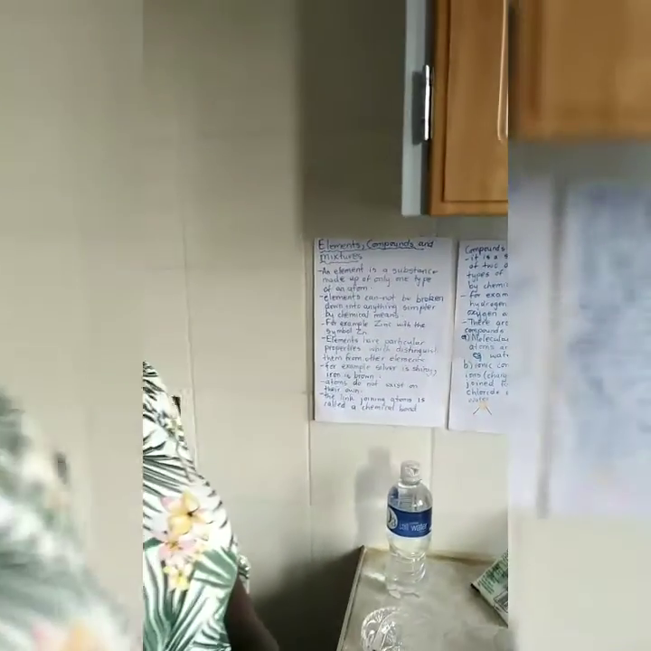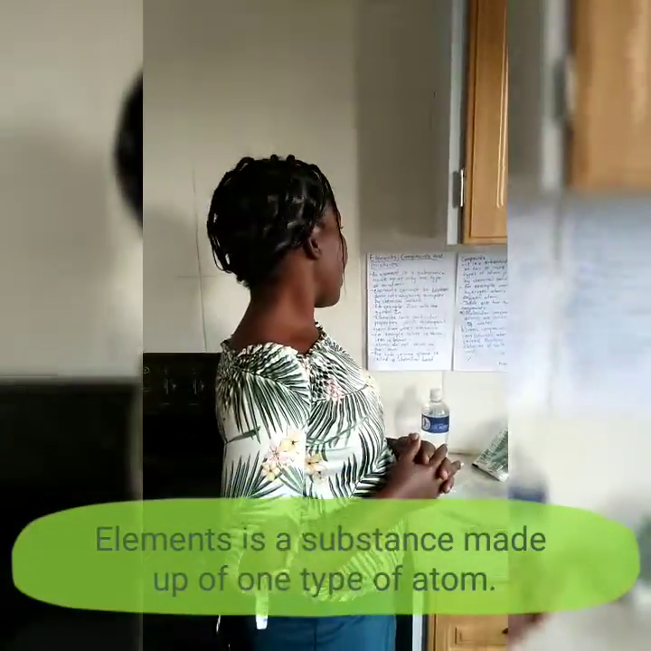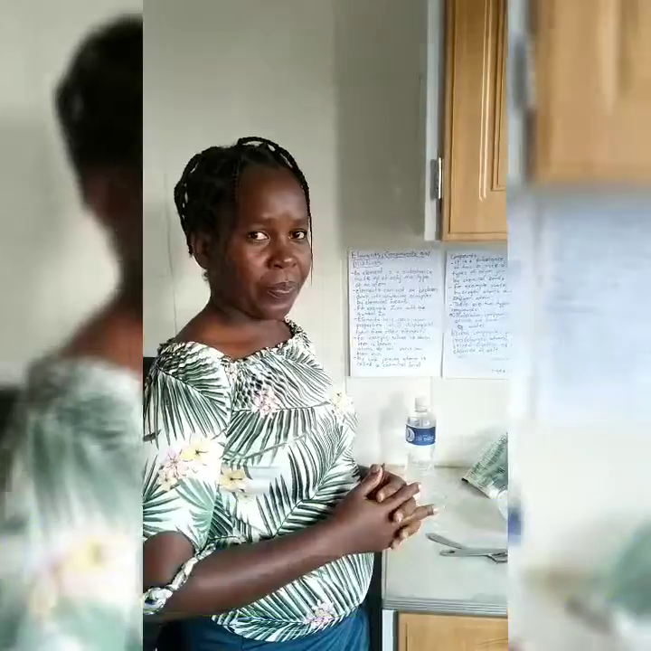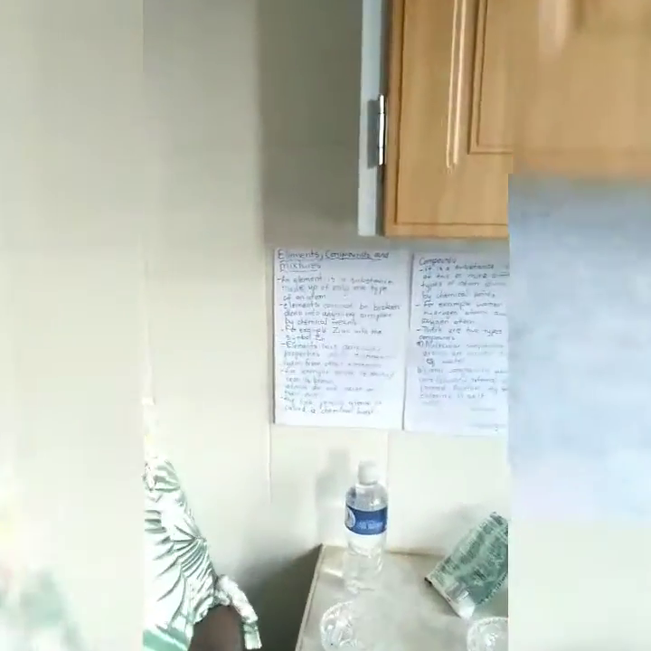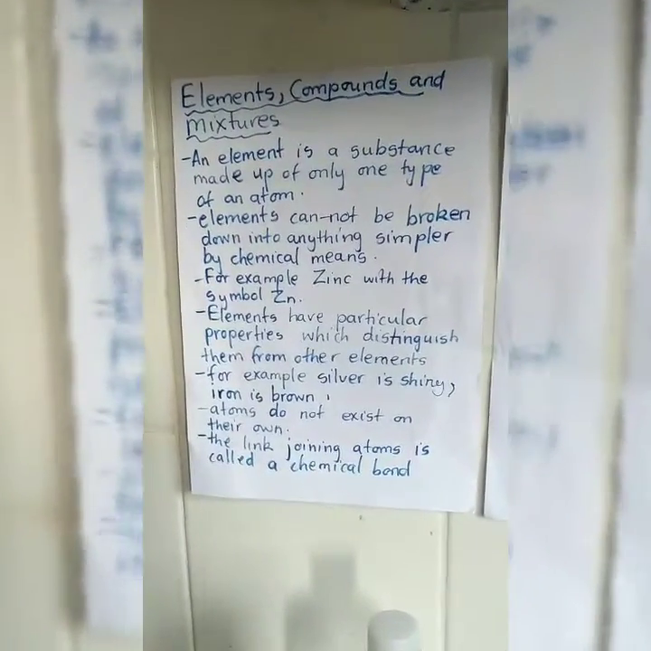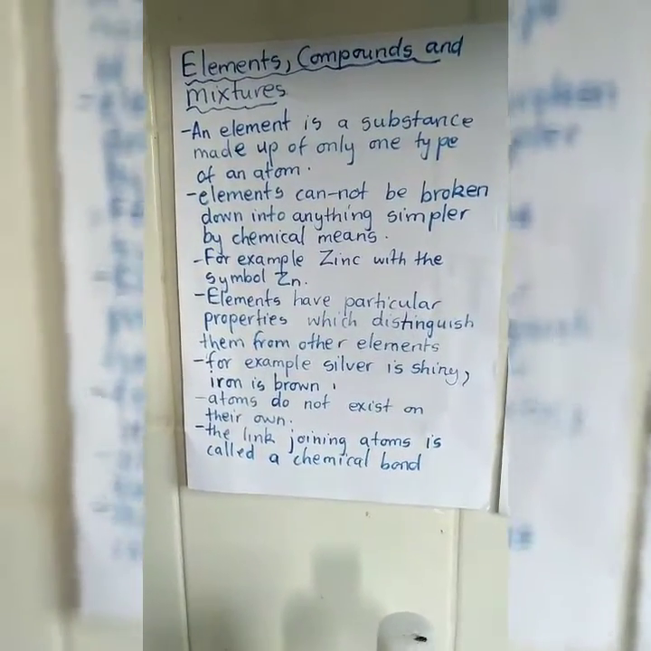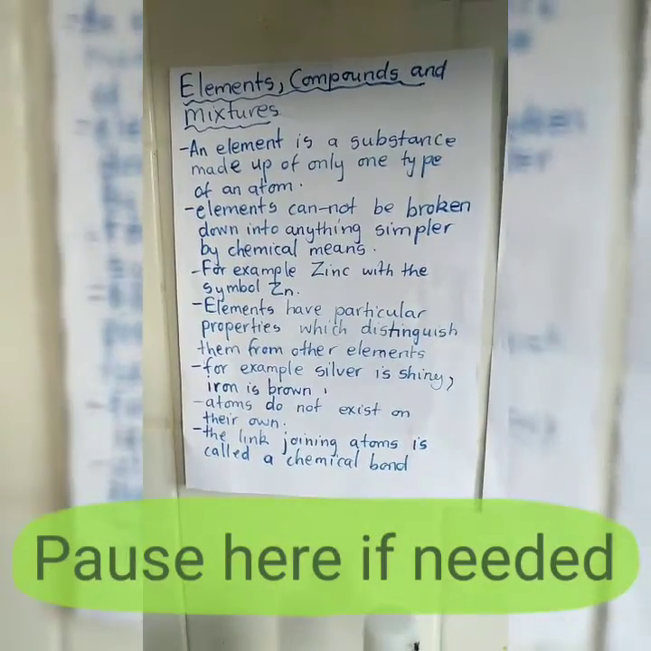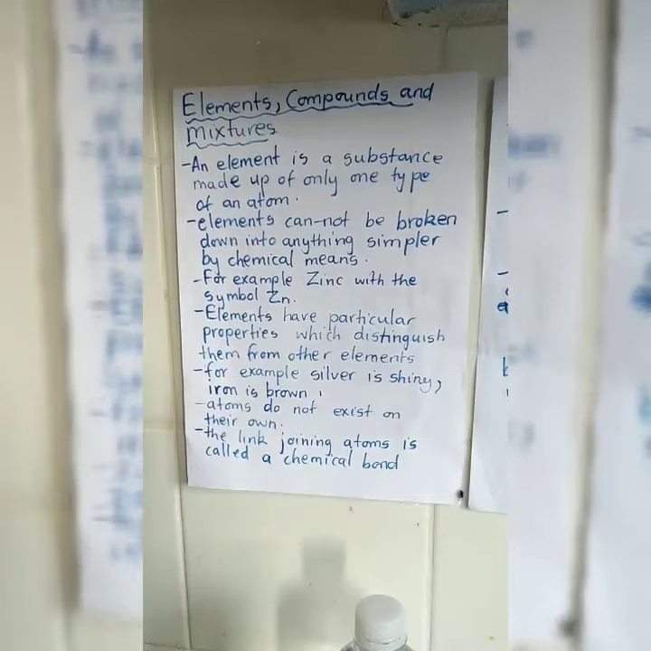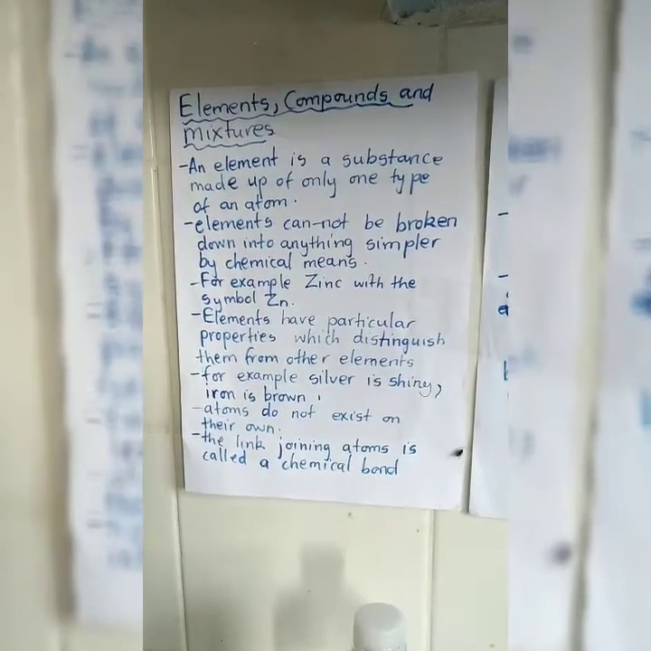The first part, I want to define element. An element is a substance made up of only one type of atom. An element cannot be broken into anything simpler by chemical means. For example, we have zinc, with the symbol Zn. Elements have particular properties which distinguish them from other elements.